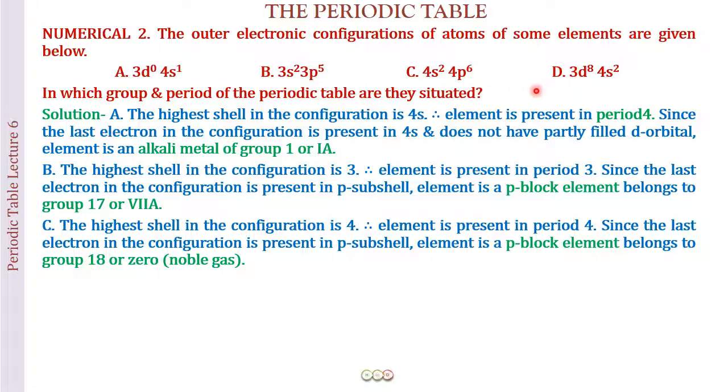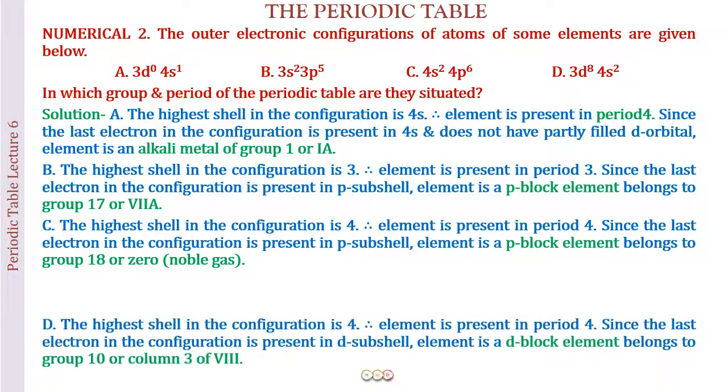Then we have the d block. Here we have 3d8 and 4s2. So that means that the d subshell is partially filled. The last electron is entering into the d subshell, so this is going to be d block. The highest shell in the configuration is 4, so the period is going to be 4. And the group is going to be 8 plus 2. That means this is going to be the 10th group.